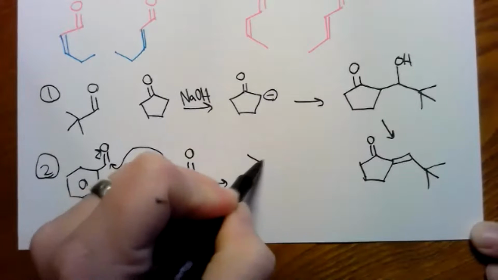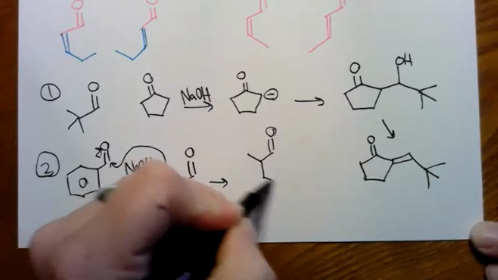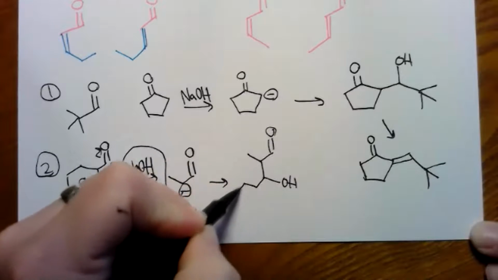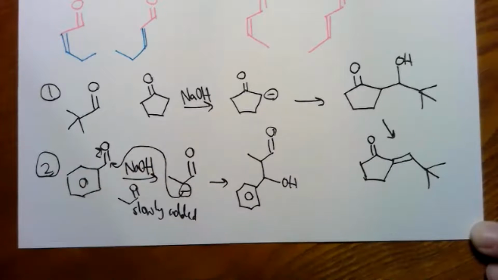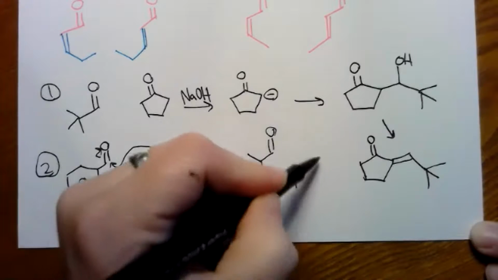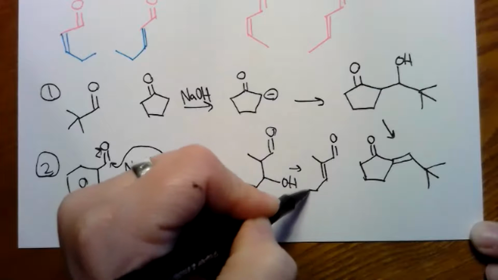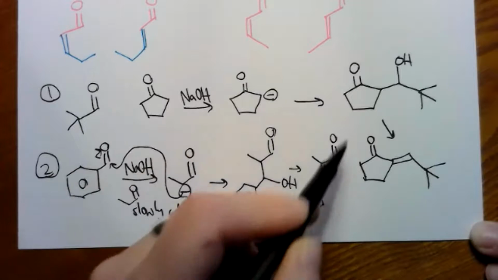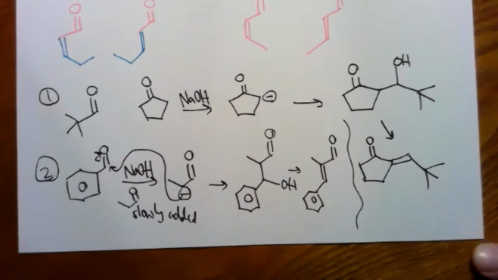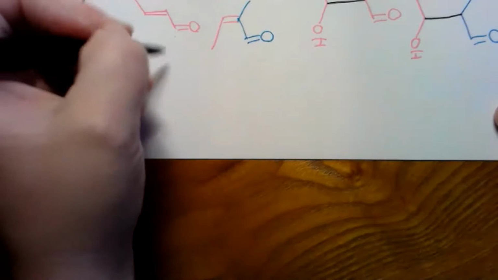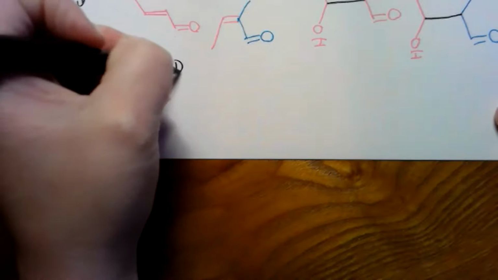So we're not drawing mechanisms here. This is the aldol addition product. This is the E version of the aldol condensation product. We're not worried about E or Z. It is a thing, but we're not worried about it. And finally, to be conservative, method number 3 says LDA.